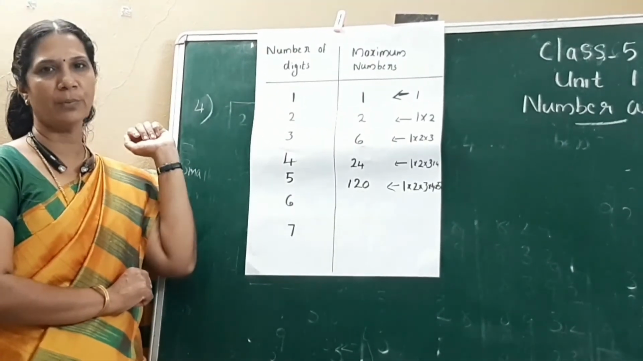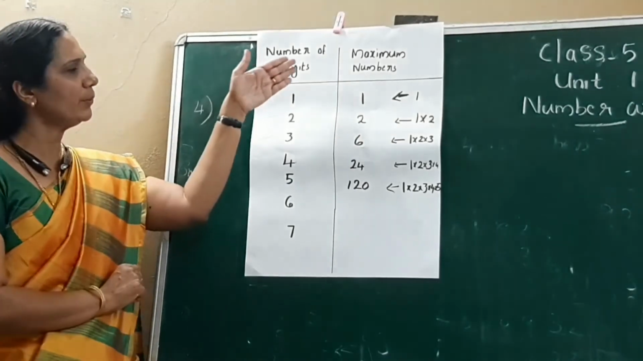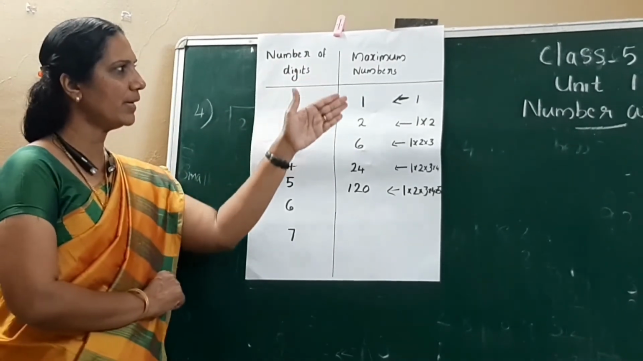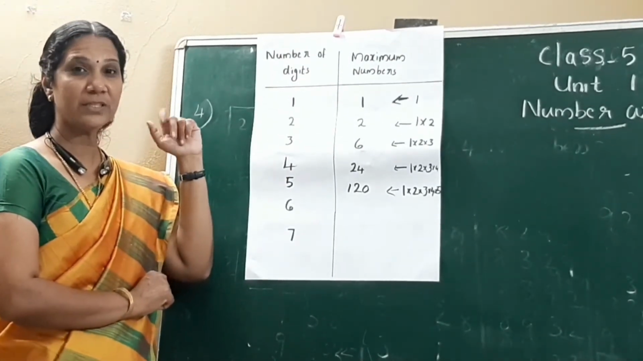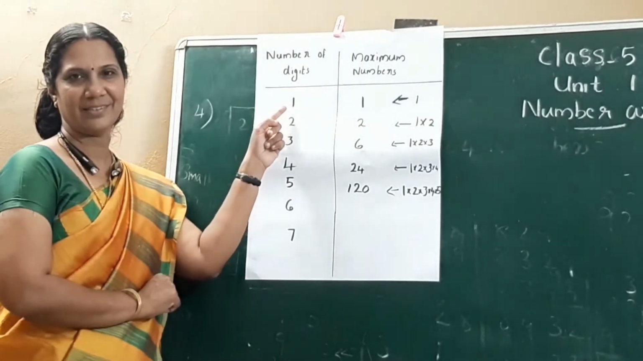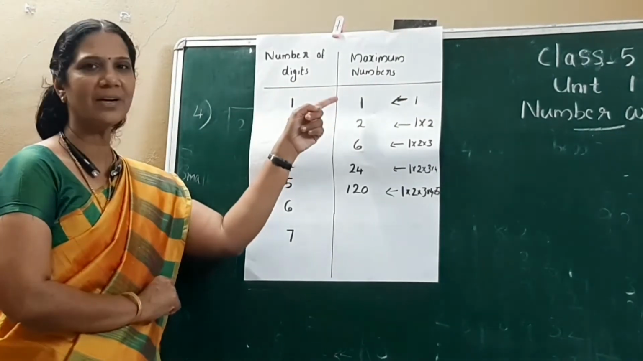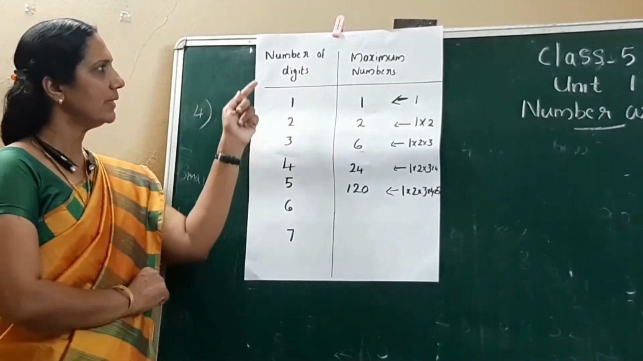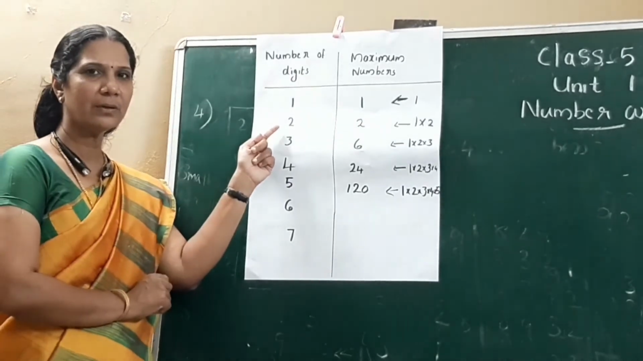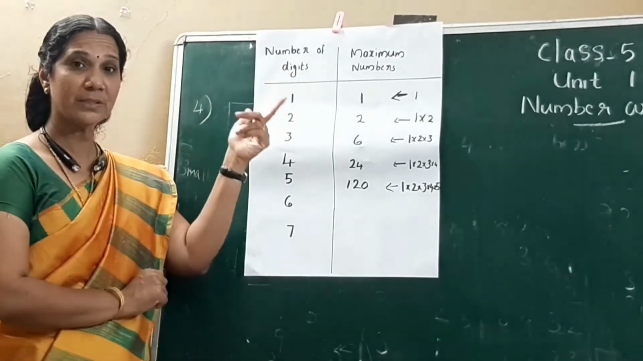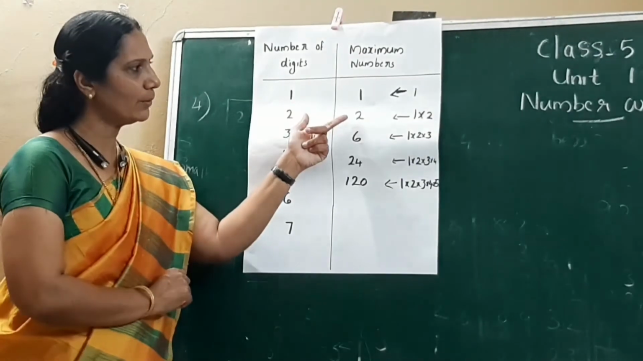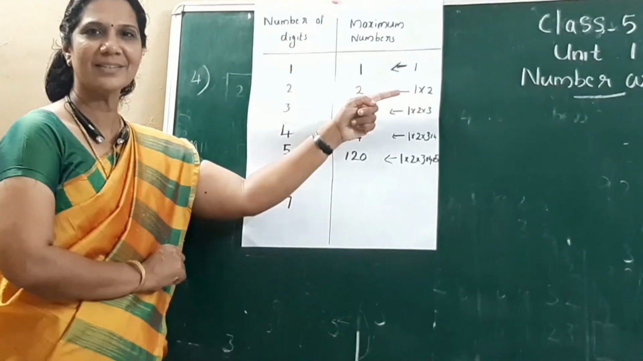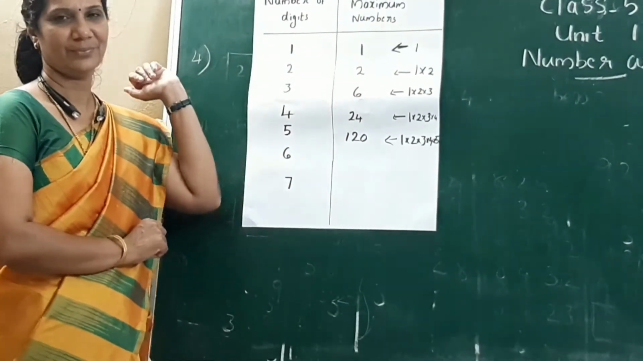From the above 5 problems, we want to write the answers in 2 columns: number of digits and maximum numbers. The first problem, we have only 1 digit, and we also get only 1 number, isn't it? We can write that as 1 itself. In the second problem, how many digits do you have? Okay, 2 digits. How many numbers? There also we get 2 numbers, and we can write this 2 as 1 into 2, isn't it? 1 into 2 is 2.